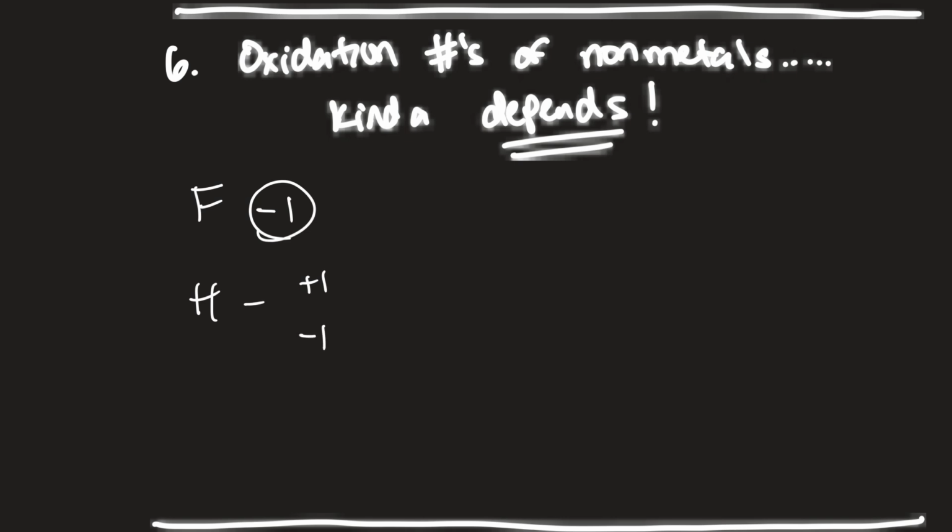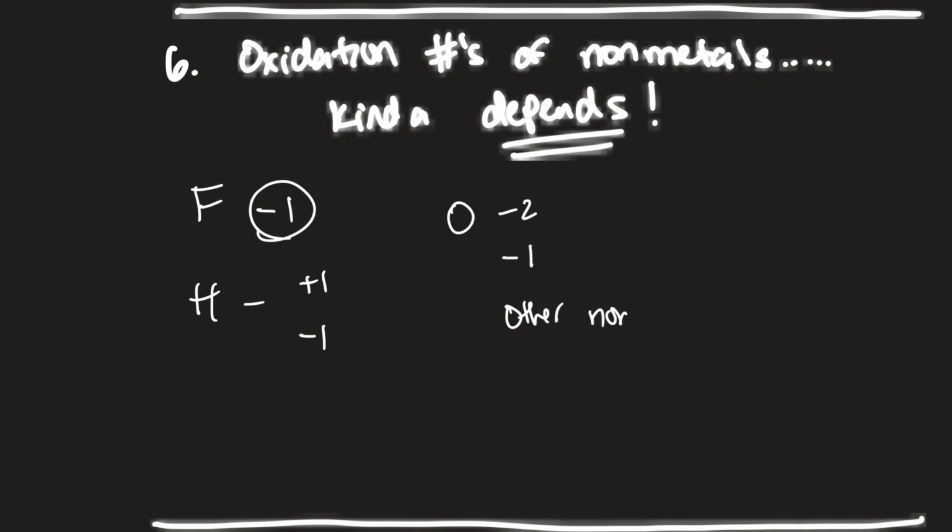As I said, it just kind of depends what it's bonded to. Depends if it's a +1, -1 or not. Oxygen's kind of the same thing. It could either be a -2 or a -1, and it really just kind of depends what it's bonded to. And so we'll just run through a couple examples of those. But yeah, that's that. And then all the other nonmetals.